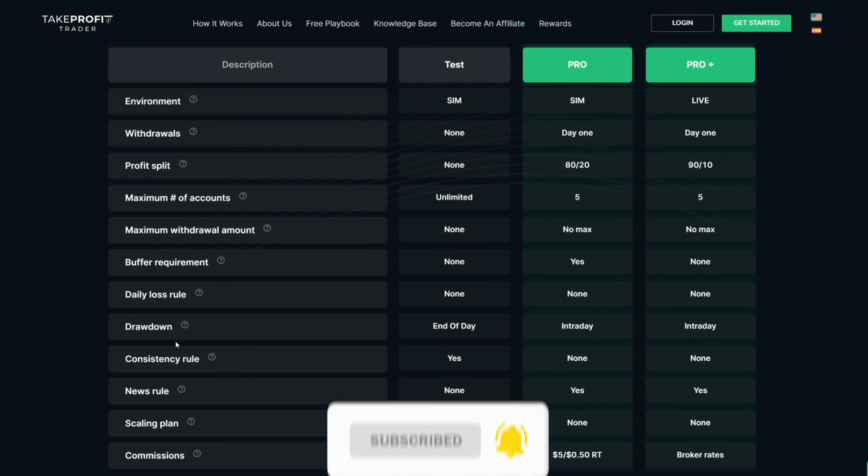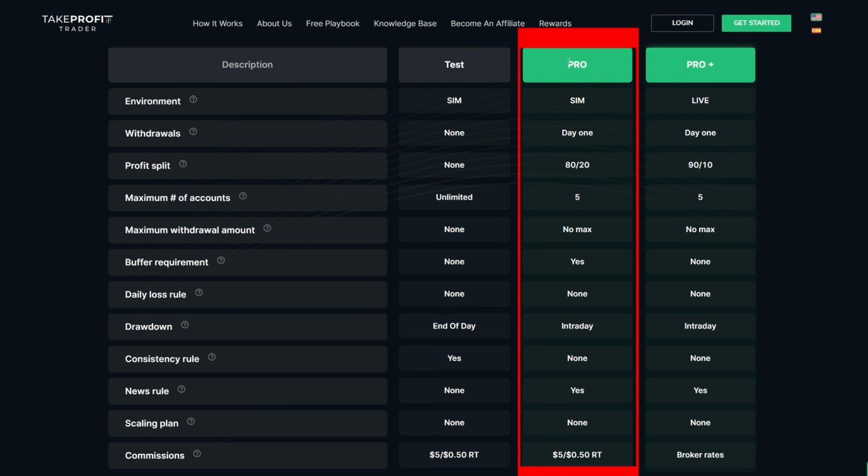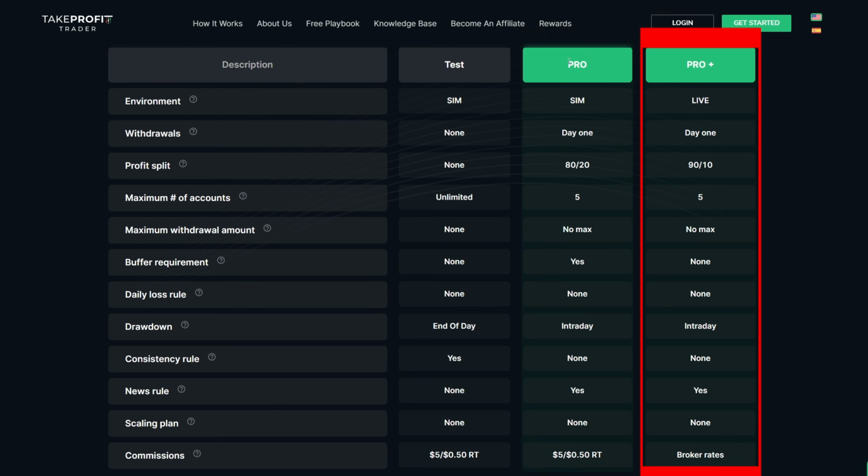Now, as we scroll down and look at some of the different rules within Take Profit Trader, they have three different categories. We have the test category. We have the pro account, which is simply where we get paid from being in a live sim account. So you get paid on your profits, anything over the buffer. Then you have what's called the pro plus account, where you actually get a bigger portion of the profit split. We get a 90-10 split, and this is an actual live account where the orders are actually routed to the exchange.